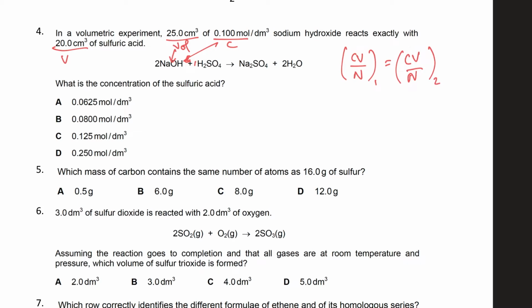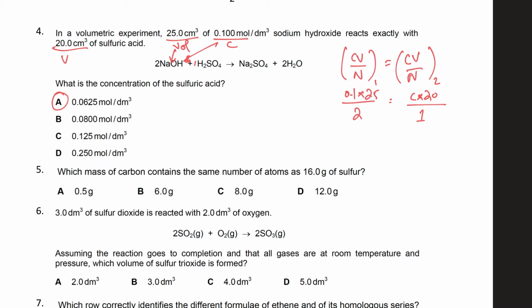Here C is concentration, V is volume, and N is the mole ratio from the equation. So if I plug in the values here, let's suppose my left side is for sodium hydroxide, then I get C as 0.1, V as 25, and N as 2. And over here, I'll get C as the unknown and V as 20 divided by N as 1. Now notice that I did not have to convert 20 cm cube or 25 cm cube into dm cube because it's already taken care of because of the shortcut idea. And when I do that, my answer comes out to be A.